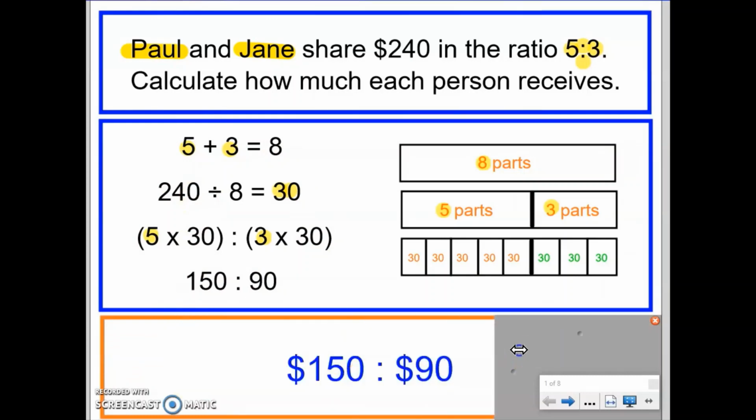So I've worked through the first question and I found that Paul receives $150 and Jane receives $90. I'm pretty sure I'm correct because if I add those together, 150 add 90, they add to give me the original quantity of $240. So I've divided $240 into the ratio 5:3.